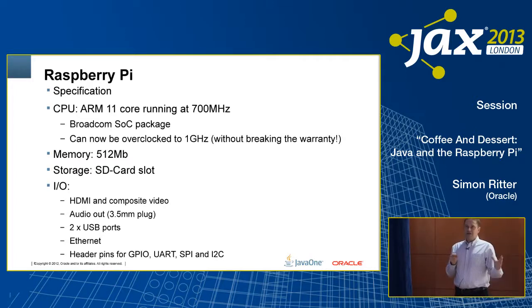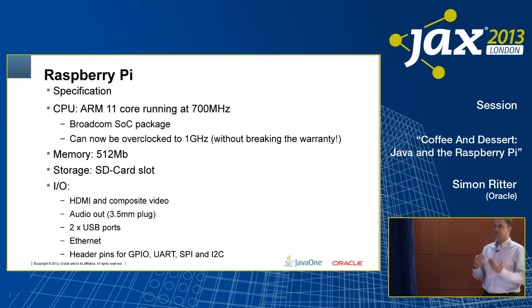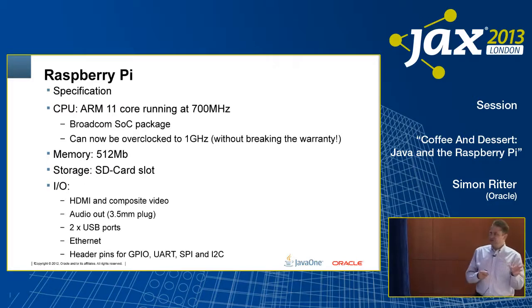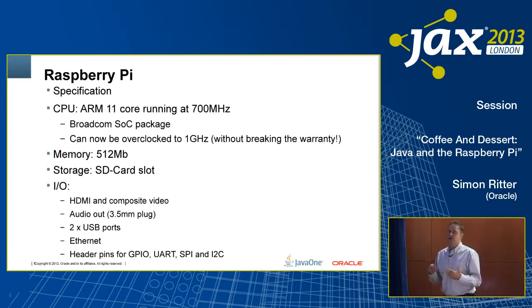Memory, as I said, they initially had 256 megabytes of memory. Now it's got 512 megabytes of memory. So again, it's a small amount of memory compared to what you see in a typical desktop or laptop machine today. What you've really got there is a PC from the mid-1990s in terms of the processing power and the memory. Actually, it's got a lot more memory than a PC from the mid-1990s, but processing power is about the same.